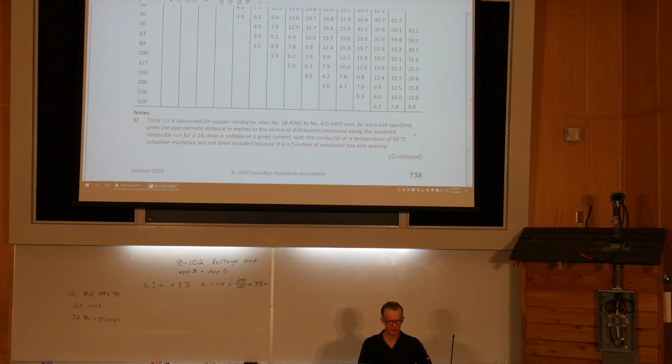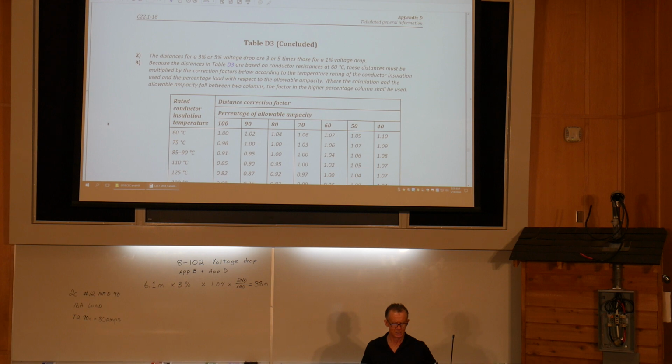The first note, note 1, says: Table D3 is calculated for copper conductors sizes number 18 AWG to 4/0, and for each size specified gives the appropriate approximate distance in meters to the center of distribution, measured along the insulated conductor run, for a 1% drop in voltage at a given current. With the conductor at a temperature of 60 degrees, inductive reactance has not been included because it is a function of conductor size and spacing.